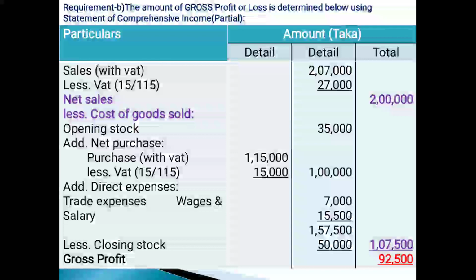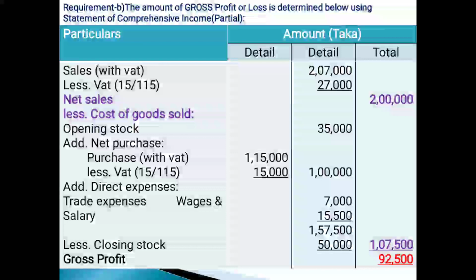In the question, sales is given, taka 2,07,000, less 15 by 115 of 2,07,000, that is the amount of taka 27,000, so it is deducted from the total sales amount. Now we can get taka 2 lakh for net sales, less cost of goods sold.